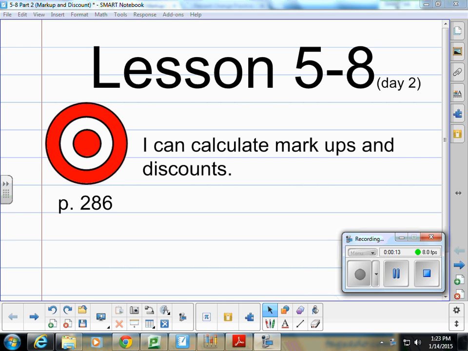The other day we went over how to find selling price, and today we're doing markups and discounts. Percent of change is what we did before. Today is another real life situation that can help us out.